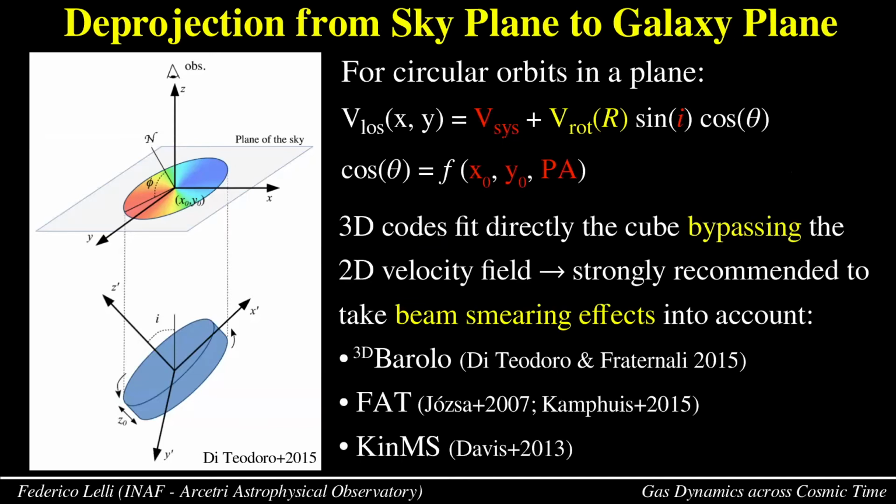So nowadays, there are a number of codes that can do this deprojection for you. In general, I would suggest to use 3D codes that fit directly the data cube, bypassing the two-dimensional velocity field. And this is strongly recommended because with this approach, we can take beam smoothing effects into account and model the full shape of the line profile at each spatial position. And there are several codes that can do this in a nearly automatic fashion.